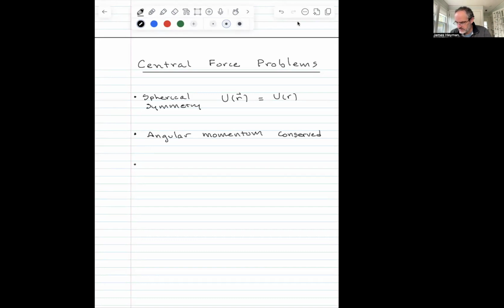Okay? Now, it might be obvious, but central force problems should naturally be treated in spherical polar coordinates. That is, we're going to go from coordinates x, y, and z to coordinates r, theta, and phi. And, well, you probably remember how this works. I'll just sketch it out to remind us.